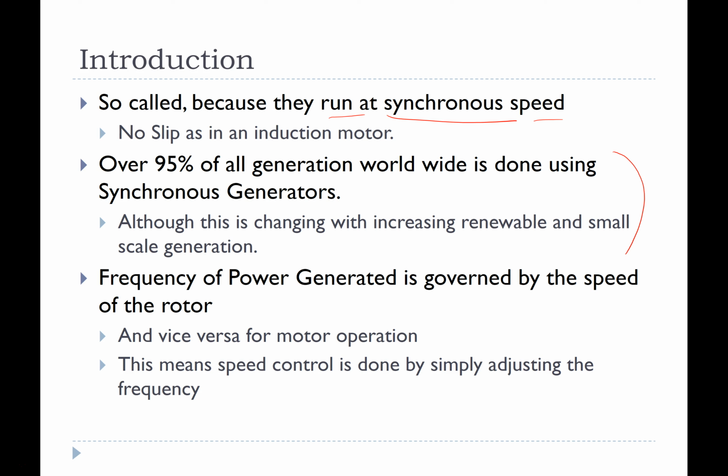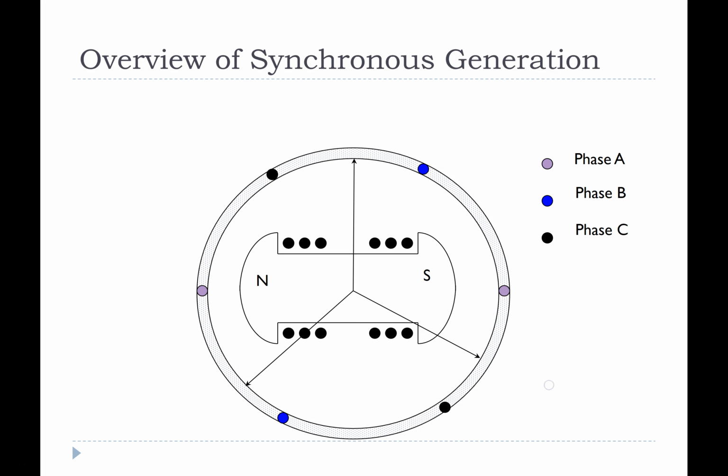Now that is changing a little bit because we have wind turbines using doubly fed induction motors and solar panels producing DC. But for the most part, it's still synchronous generation. And the frequency, as I said before, is simply governed by the speed of the rotor. So if you need to change the frequency, you simply adjust the speed.